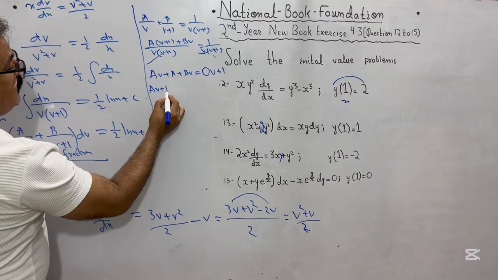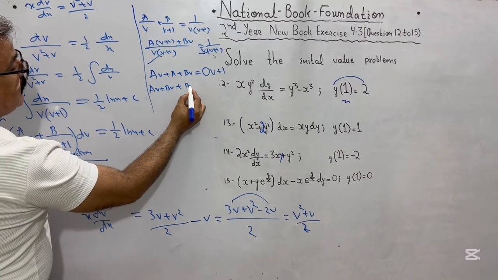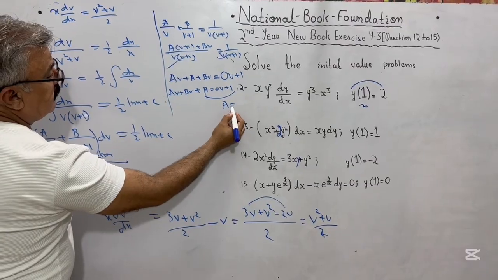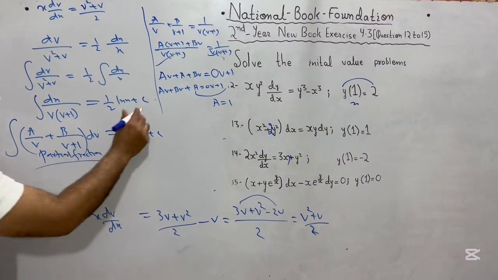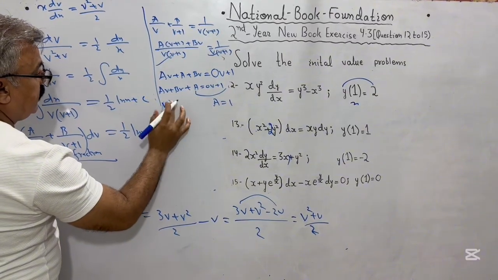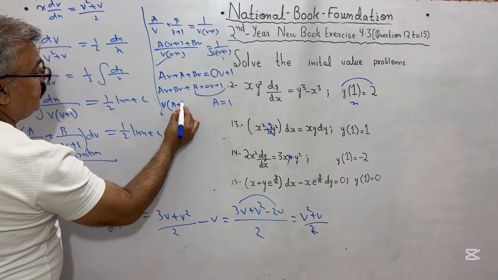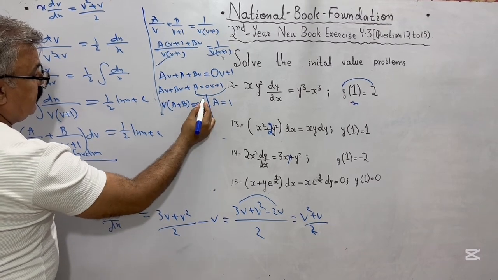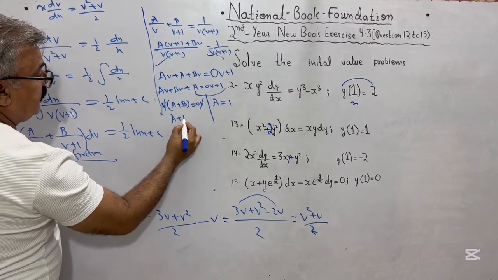Collect the like terms: av plus bv plus a is equal to 0 times v plus 1. Now, constant is equal to constant, so the value of a is equal to 1. Taking v common from this, we are left with (a plus b) v, that is equal to 0v. V cancels out. We have a plus b.